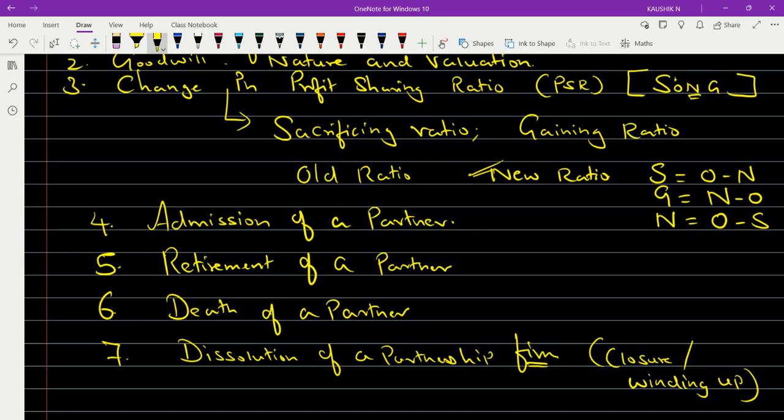So the pain will reduce a little. Okay, by admitting a new partner into the business, you have got two benefits. He will bring some amount as capital. Using that capital, you can think about expansion of your business.